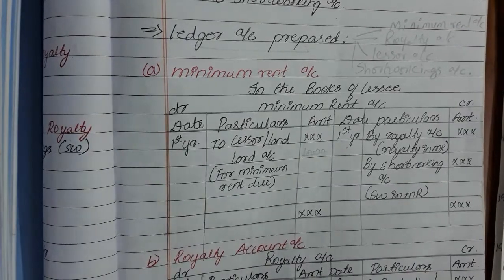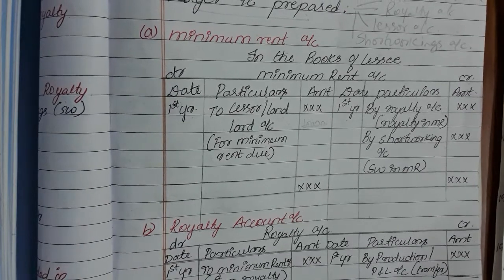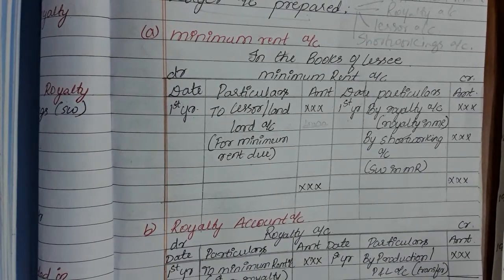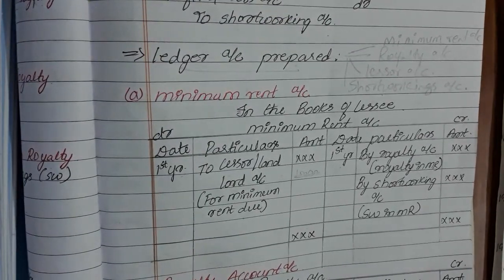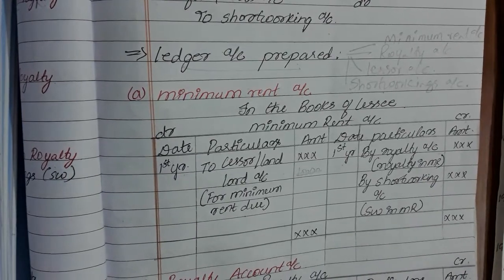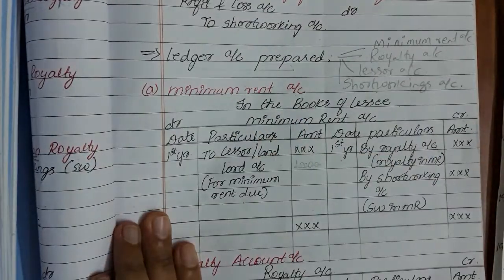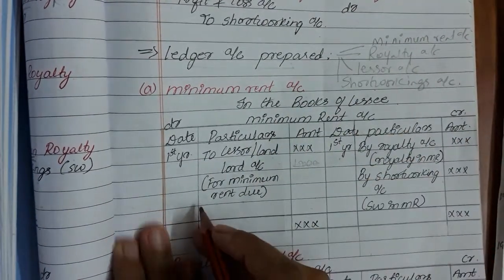So now you need to prepare the ledger account. What are the important 4 ledger accounts? One is minimum rent account, the other one is royalty account, then the lessor account and the short workings account. These are the 4 accounts you need to prepare. So first is minimum rent account, or you can also call this dead rent account or fixed account.